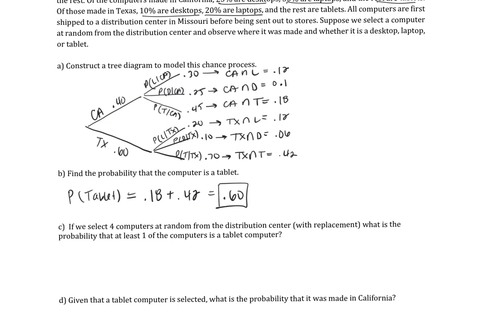So if you're looking for the probability of an event that is tied up with conditional probabilities, to find the probability of that event, you look at the intersections involving that event. Okay.